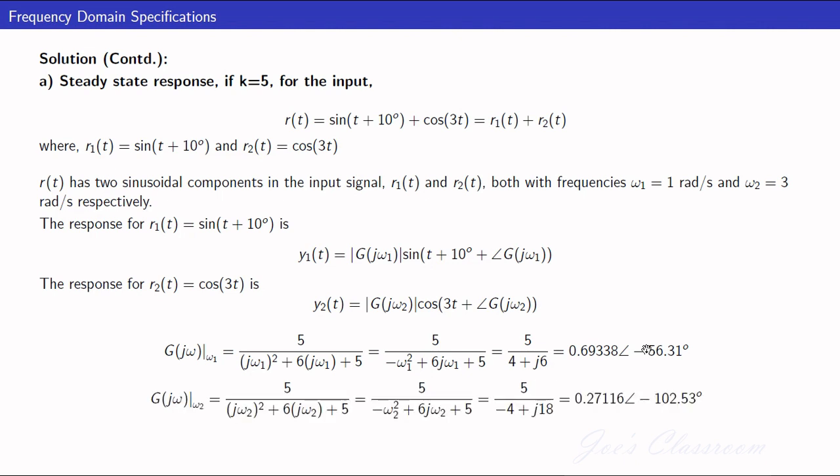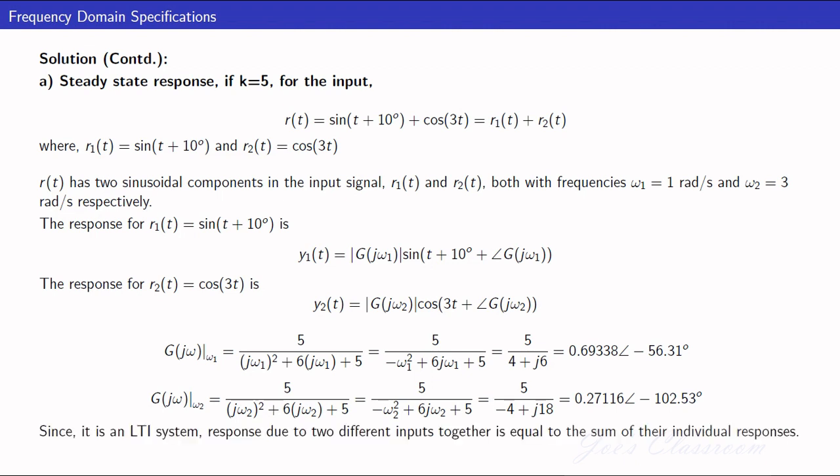In the same way, I can find G(jω2). It is nothing but G(jω) calculated at ω2. The same procedure is applied. This is what I will get at the end, and this is its polar form. So both the magnitude and phase angle of G(jω) for the two different frequencies ω1 and ω2 have been found.